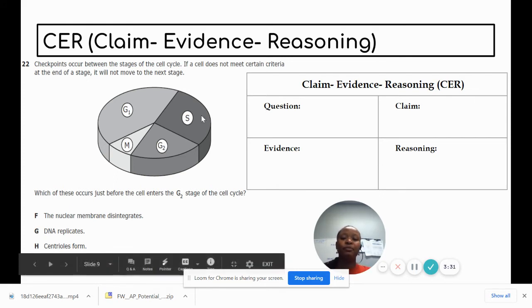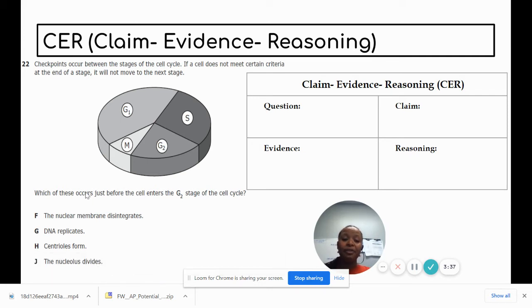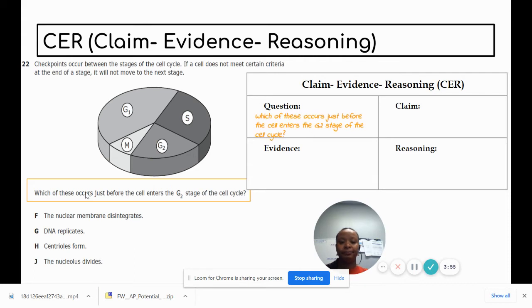So the first thing I want them to do is read it, of course. I want them to look at the graphic. But then I want them to be able to clearly identify what the question is. Quite often, students don't know what the question is. They see all these words and they don't really understand what they're being asked. So in this case, my question is here: which of these occurs just before the cell enters the G2 stage of the cell cycle? So I'm going to take that entire sentence and I'm going to place it here.